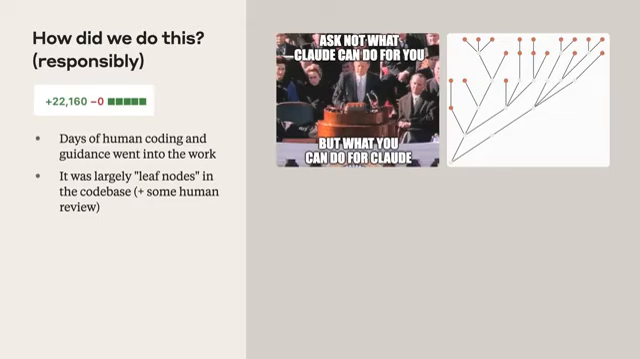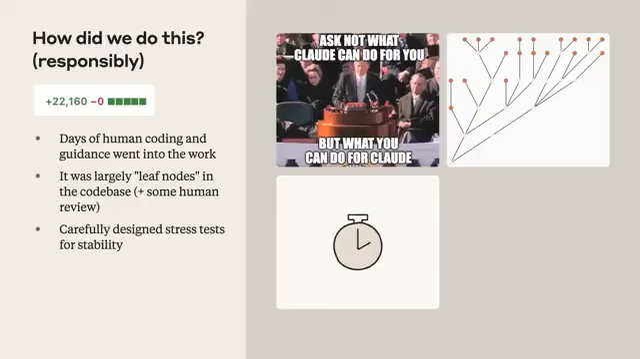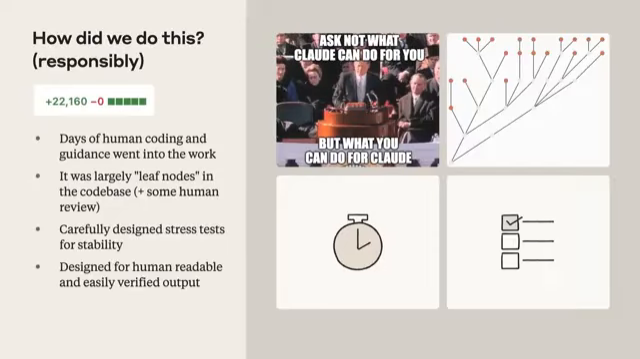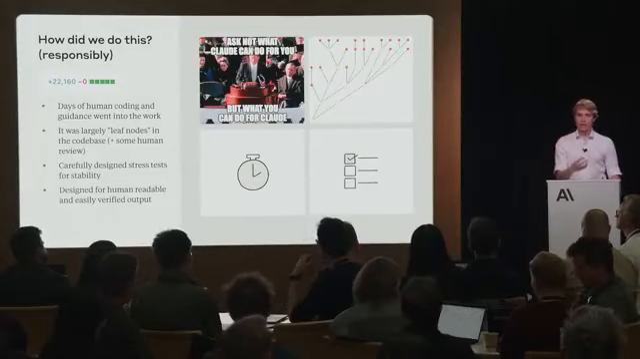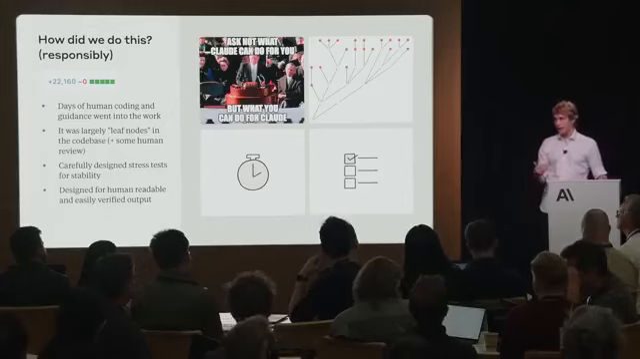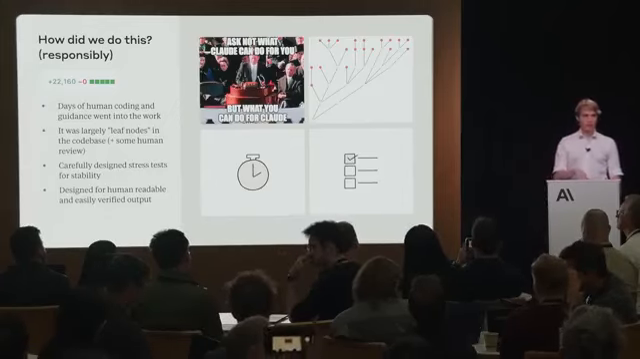The change was largely concentrated in leaf nodes in our code base, where we knew it was okay for there to be some tech debt because we didn't expect these parts of the code base to need to change in the near future. And the parts that we did think were important and would need to be extensible, we did heavy human review of. And lastly, we carefully designed stress tests for stability, and we designed the whole system so that it would have very easily human verifiable inputs and outputs. What these last two pieces let us do is create verifiable checkpoints so that we could make sure that this was correct even without understanding or reading the full underlying implementation.